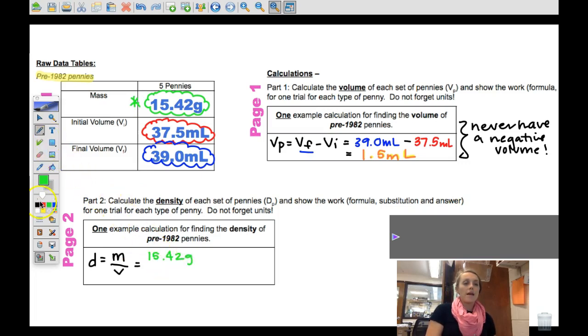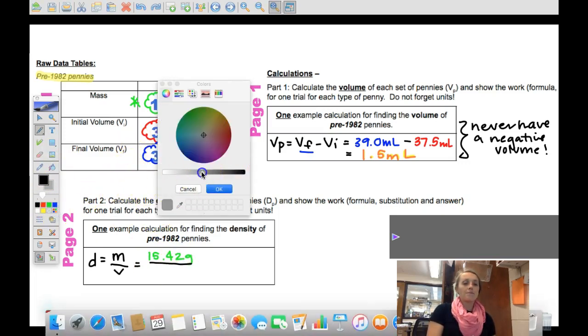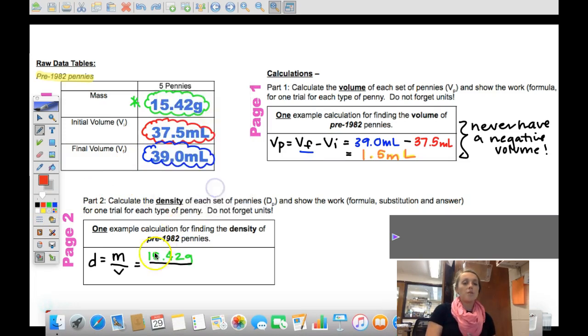grams. Then I'm going to divide it by not my initial or final volume. I'm going to be dividing it by my process volume, which is from the bottom of page 1. So I'm going to divide by 1.5 milliliters. So after I have my equation set up, I'm going to have to find my calculator, and then I'm going to have to divide 15.42 divided by 1.5.